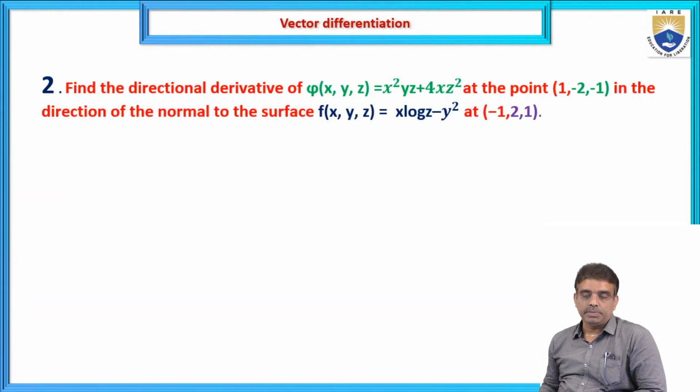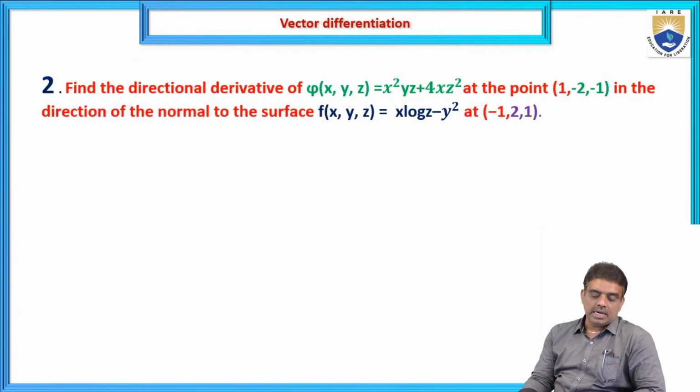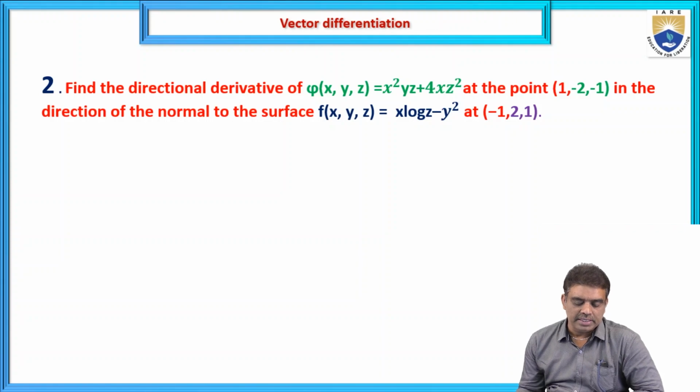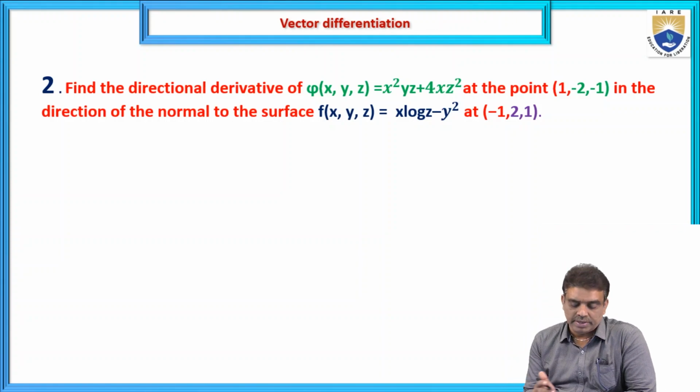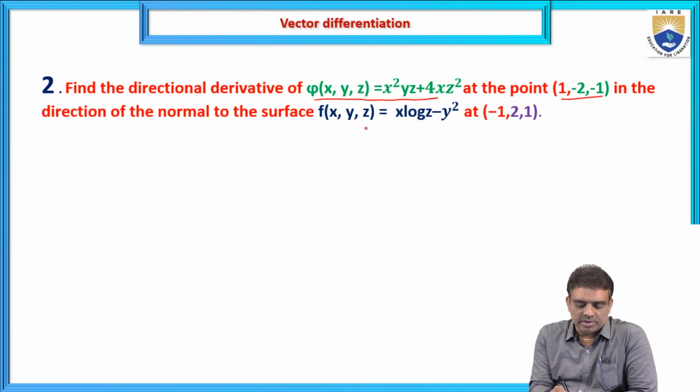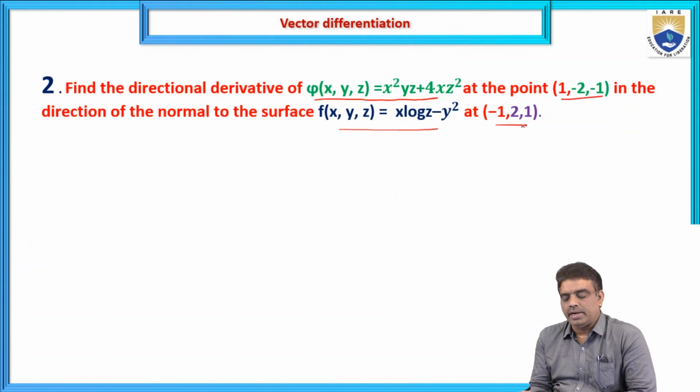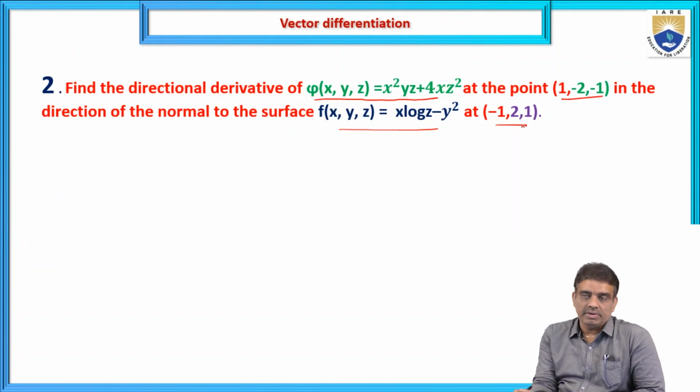Next, go for the next problem. Find the directional derivative of phi of xyz is equal to x square yz plus 4xz square. This is the given surface. We have to find the directional derivative at this point in the direction of the normal to the surface at this point, right? So first I will write the formula.